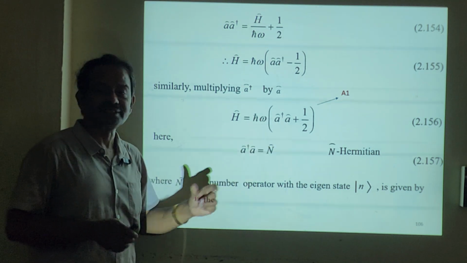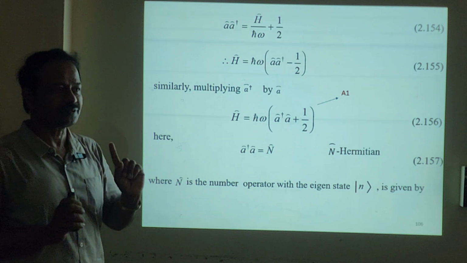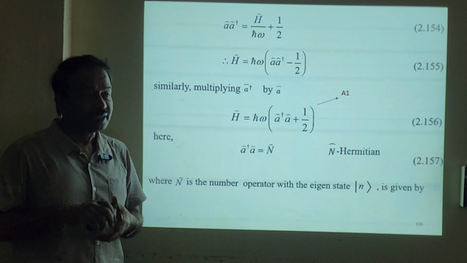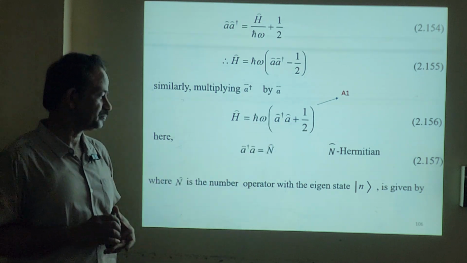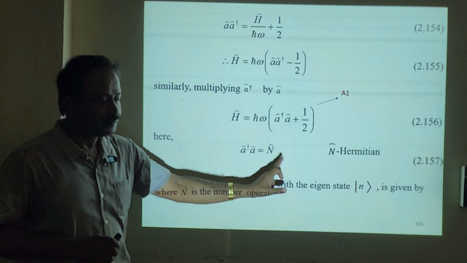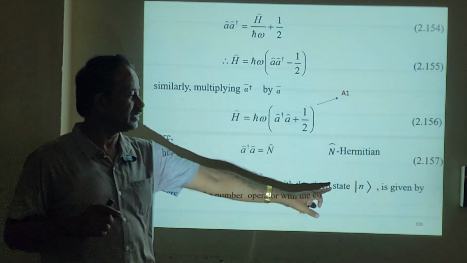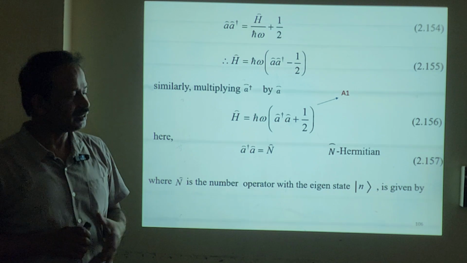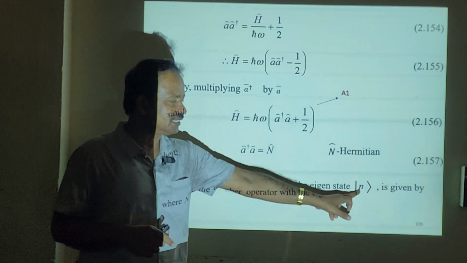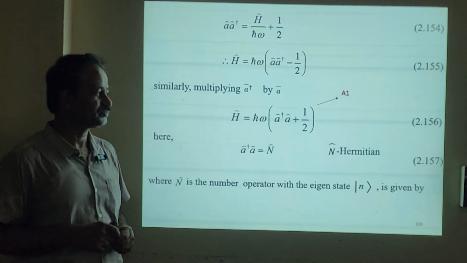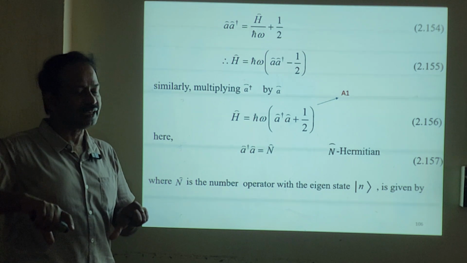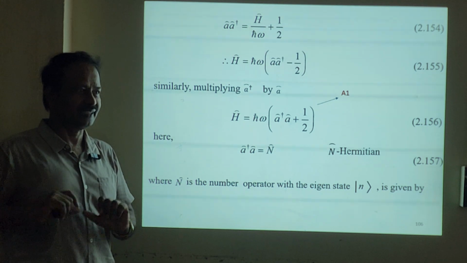A dagger A is the number operator. Very, very important quantity. You just remember. A dagger A is a number operator. It's a Hermitian operator. Number operator will have the eigenstate ket n. I repeat. Number operator will have the wave function, will have the eigenstate ket n. So for the number operator, there will be a ket n.